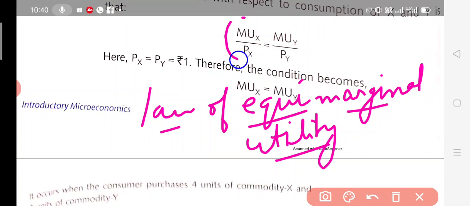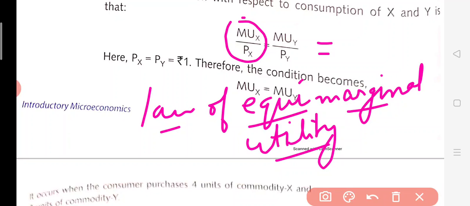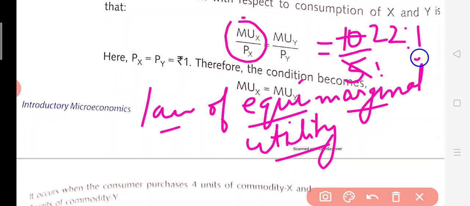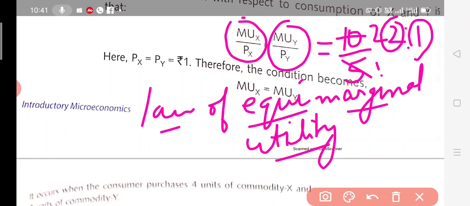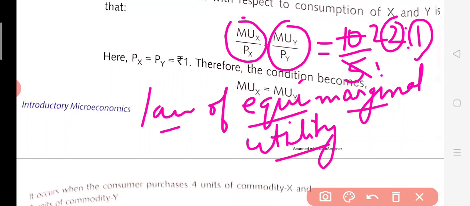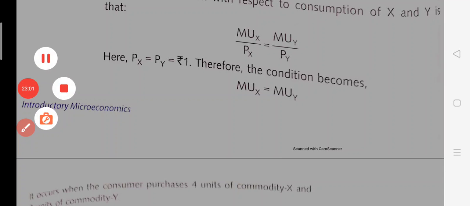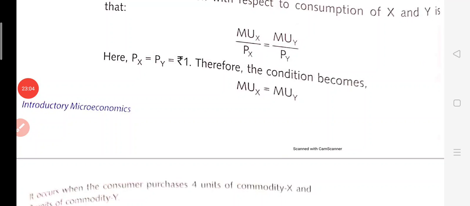So if you find just this thing, what are you going to find? Suppose MUX is 10 and the price of X good is 5. If you cancel out, it will be 2 is to 1. What does it mean? 2 is to 1 means that when we are spending 1 rupee, we are getting 2 utils of satisfaction. So this is the kind of ratio which you are comparing with the ratio MUY upon PY. It should become equal, then only a consumer will be in equilibrium in the two commodity case. I hope this is clear.